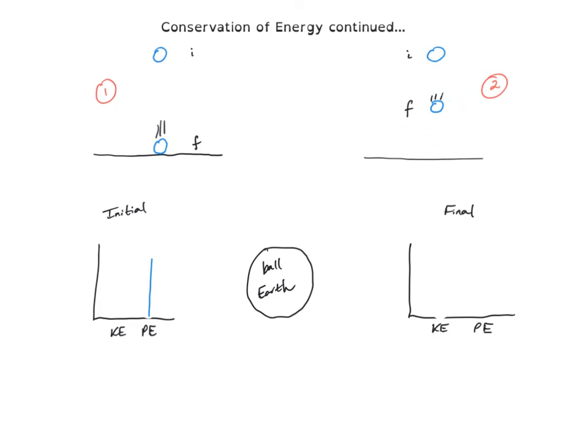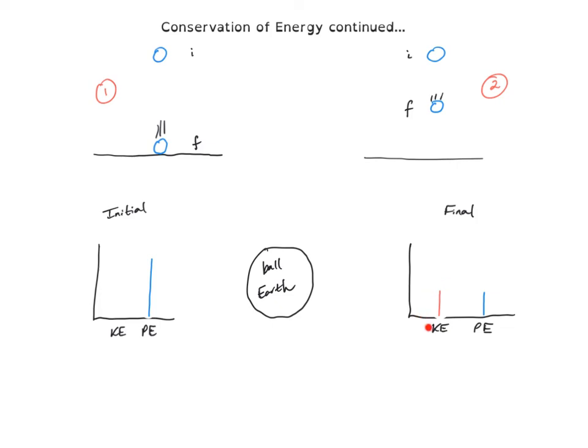So if you take a look at those pie charts, again, that should indicate to you that we don't have all KE here anymore. We have some amount of KE and PE. So, our final snapshot is going to look something like this.